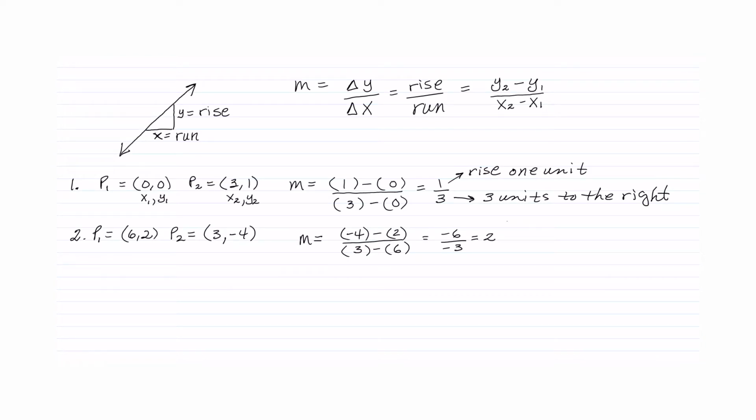Now when we're first learning to work with slope, we might still think of this as a fraction, even though it really isn't. So this simply means, with a slope of 2, that we go up 2 units, and we go to the right 1 unit.